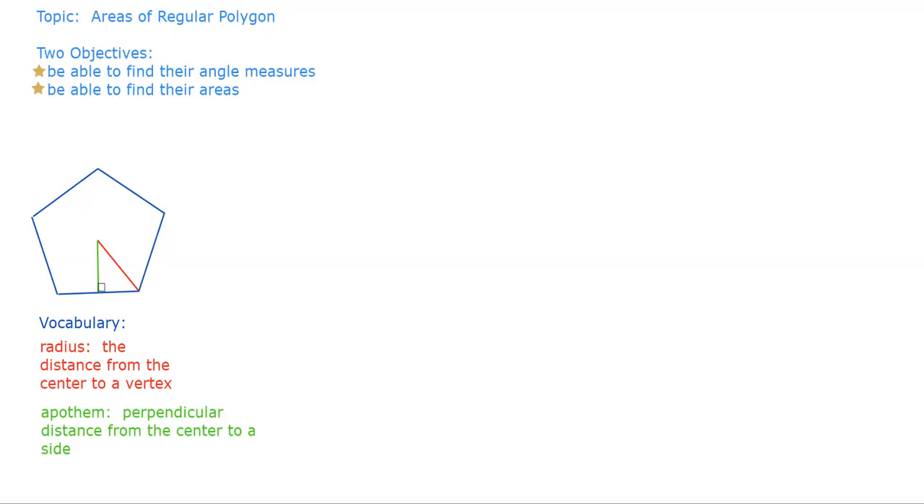Okay, today's topic is areas of regular polygons. We have two objectives. We're supposed to be able to find the angle measures and to be able to find their areas. What we have over here on the left-hand side of our screen is a regular polygon.